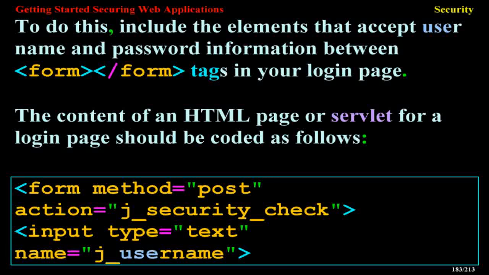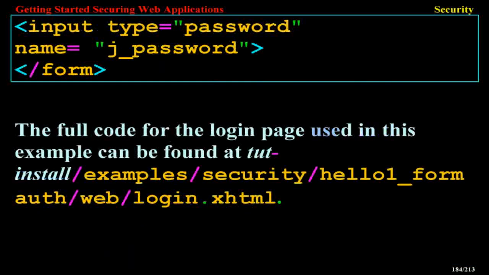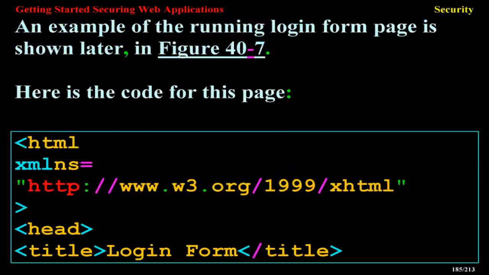<form method="post" action="j_security_check"> <input type="text" name="j_username"> <input type="password" name="j_password"> </form>. The full code for the login page used in this example can be found at tut-install/examples/security/hello1_formauth/web/login.xhtml. An example of the running login form page is shown later, in Figure 40-7.